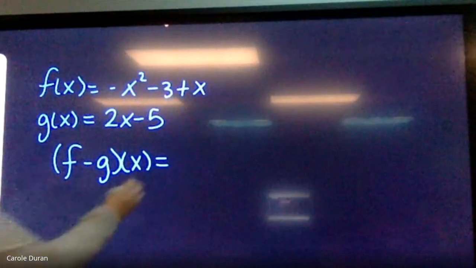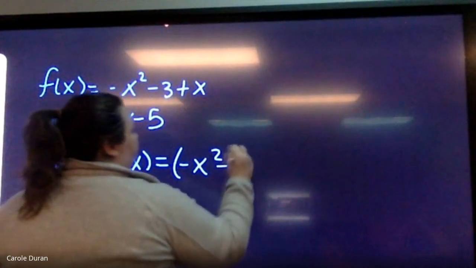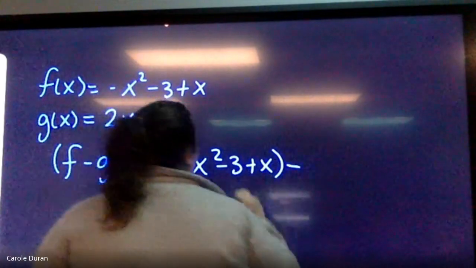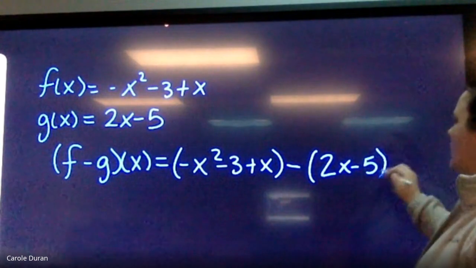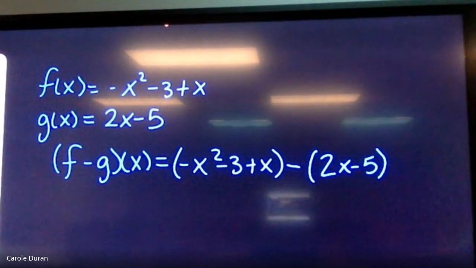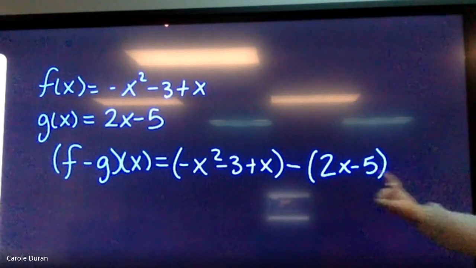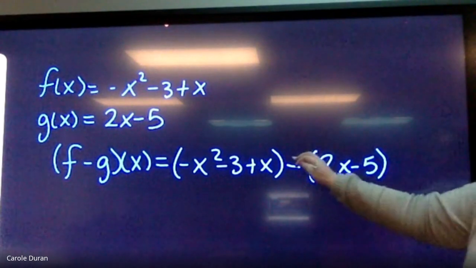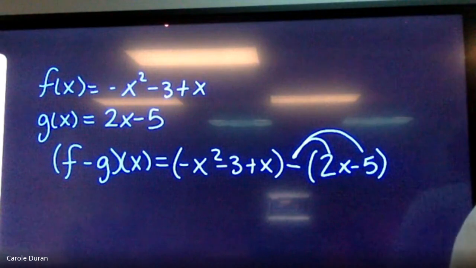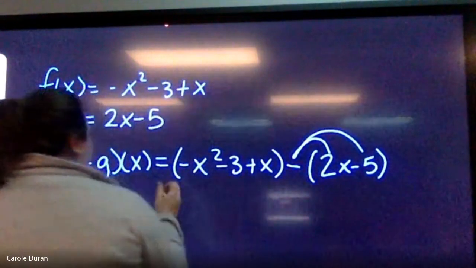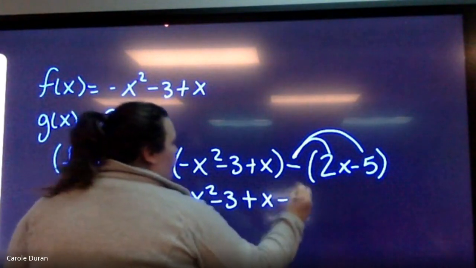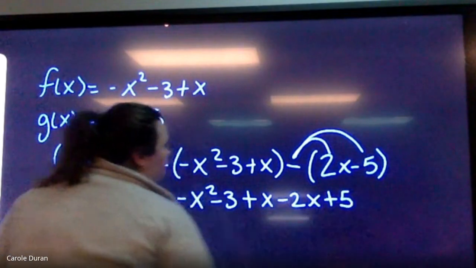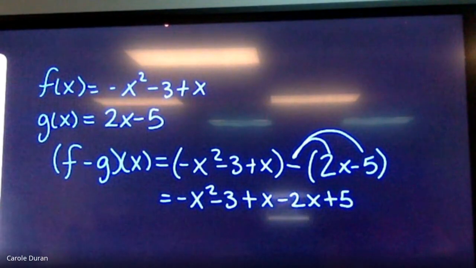I'm still going to set it up the same way that I did before. My f function comes first, and then minus, because it's subtraction, my g function in parentheses. So this is why we use the parentheses. Because now instead of adding, I'm subtracting, which means I need to distribute this negative to everything inside my second parentheses. So when I take the parentheses away, this becomes negative x squared minus 3 plus x minus 2x plus 5. And then just like before, I combine like terms and simplify it down.